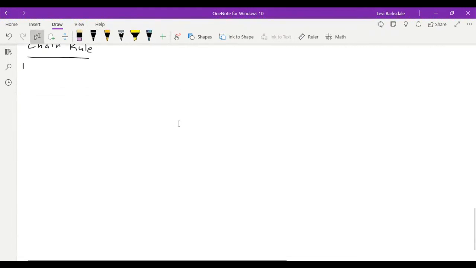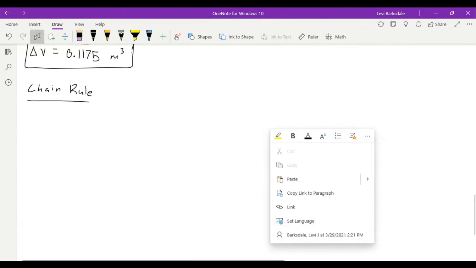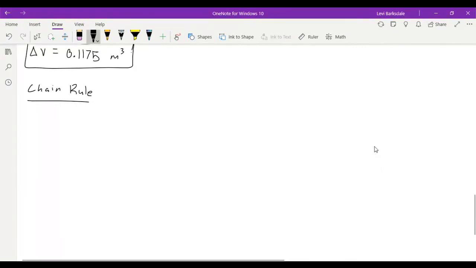The chain rule is something that some students get tripped up with. But once you get used to it, it's really not all that difficult. So let's say you have a function w, and it's a function of both x and y. But then in turn, x is a function of t. We're going to use g of t. And y is also a function of t. We'll call it h of t.